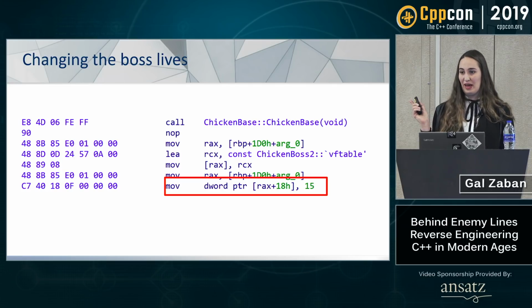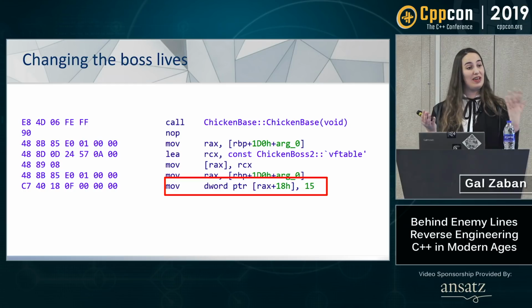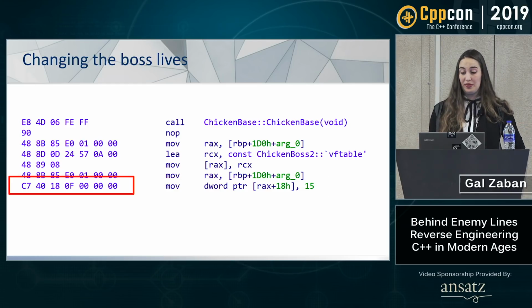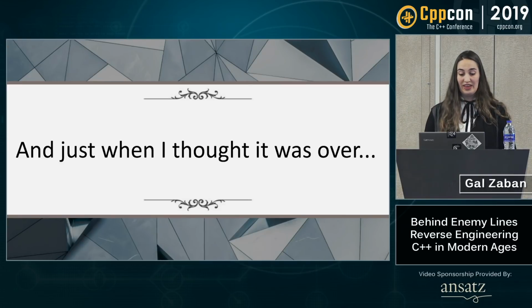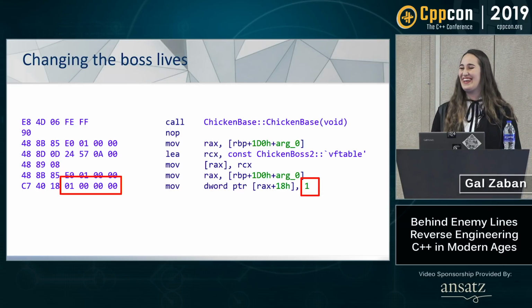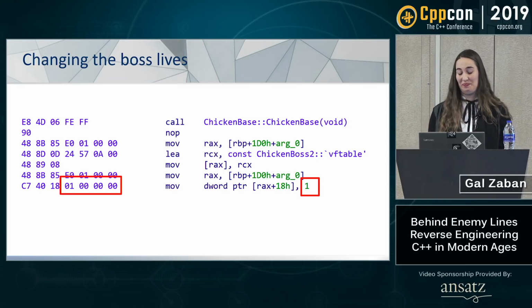In this representation, you can see both the assembly and the hex representation of the instruction. You have here the number 15, which is represented by 0f000000. We will change it to 1, which means we patched the binary and now we have a new value. And now we can just run the game, shoot the boss once and win.